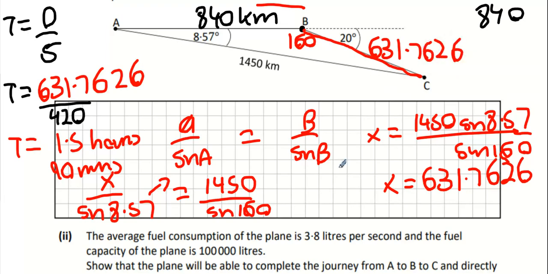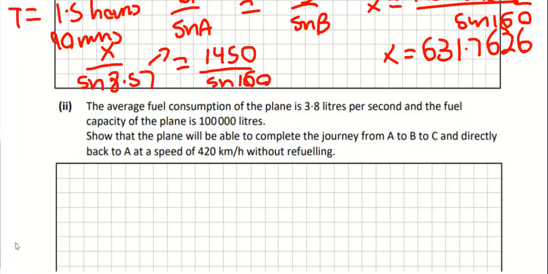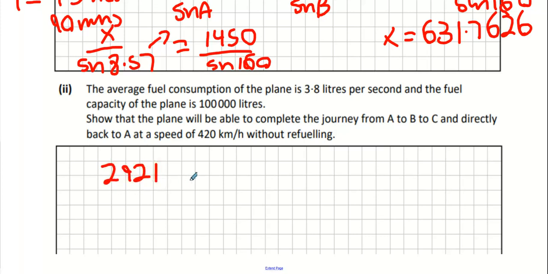631.7626. Okay, so here's what we're going to do. I'm going to get 840, add up 631.7626, and then I'm going to add on the 1,450. That gives me my total distance of 2921.76. All right, so 2921.76 is the complete distance.